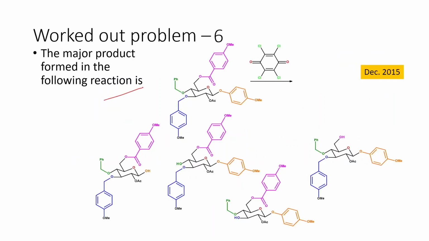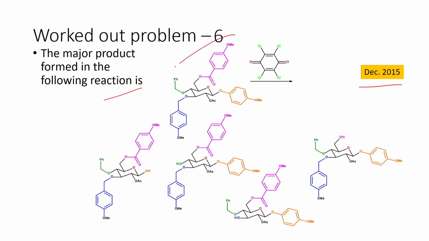So here, the major product formed in the following reaction. If you look at the structure, it is highly complicated and there are too many colors and other things. I have made it colorful simply because 4 different protecting groups are used in this reaction, and selectively only one of them is cleaved. To easily figure out the different types of groups, I have given 4 different colors, but in the question paper you will not see all 4 colors. This question was asked in December 2015.